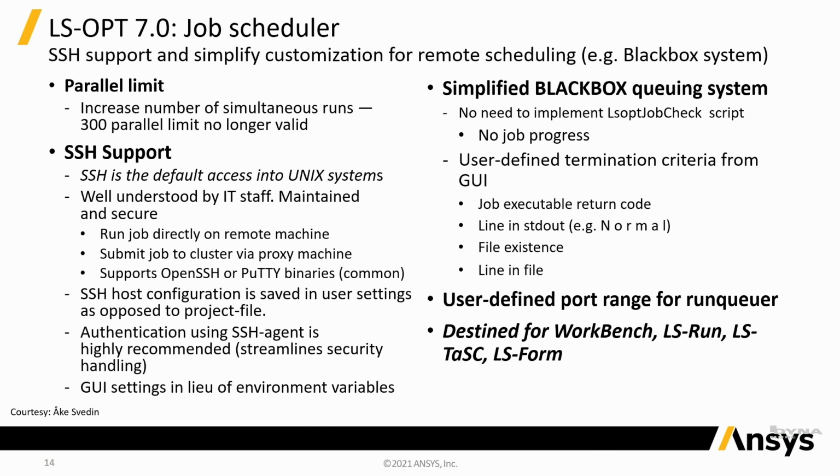The one that we typically use is the normal line in the standard output, file existence, a particular line which needs to be looked for in the file, etc. There's some other minor changes, for instance, the port range. And this is all in the graphical user interface.